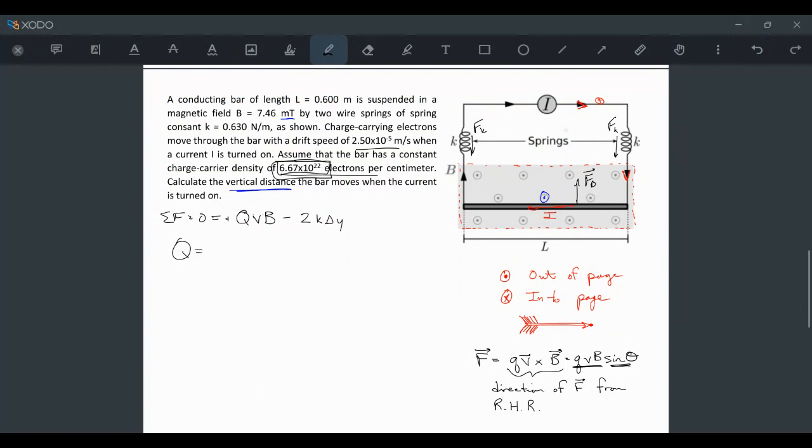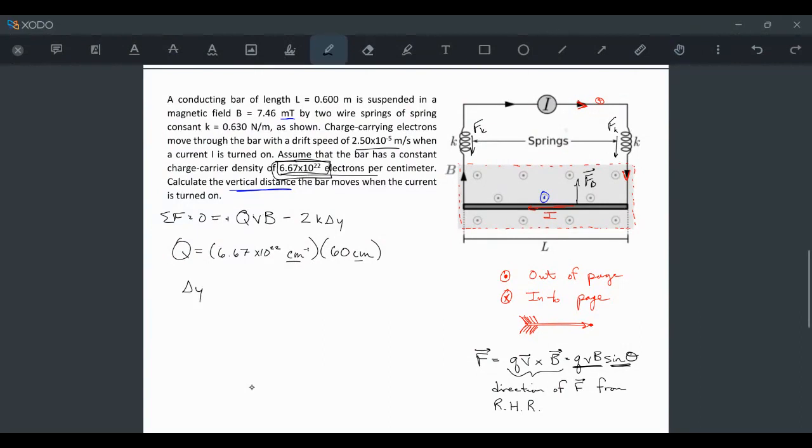So Q is equal to 6.67 times 10 to the 22, and that's in units of per centimeter. We're just counting the number of things in a centimeter, so that's per unit length. We know that the bar has a length of 60 centimeters, and I'm converting to centimeters, so these both would cross off. So that is the total number of electrons in the bar that might be moving at any given point. I don't know if I'll actually write that again, but keep that in mind.